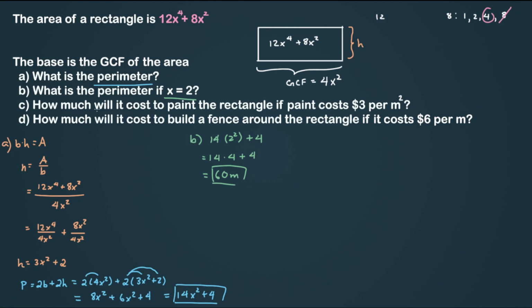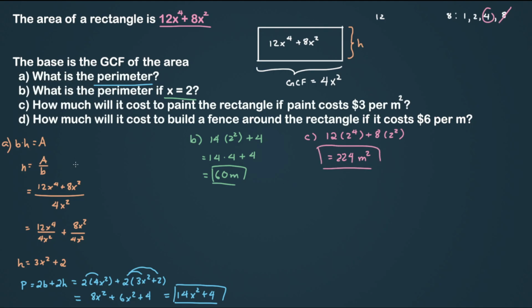Now for C, how much will it cost to paint the rectangle if paint costs $3 per meter squared? So in this case, we have to find what the area is. And we know the area is 12x to the 4 plus 8x squared. And we know x is equal to 2. So similarly to question B, all we're going to do is replace all of my x's with 2. That's going to give me 12 times 2 to the 4 plus 8 times 2 squared. So take your calculator out at this point and try this for yourself. You should get 224 meters squared. Okay.